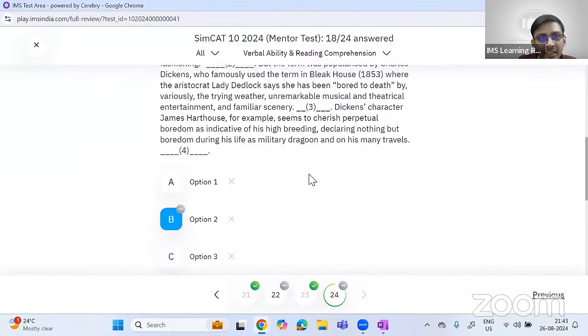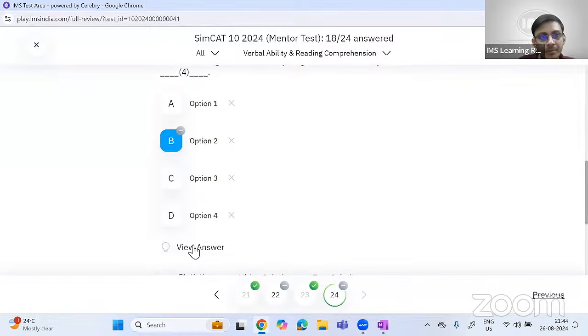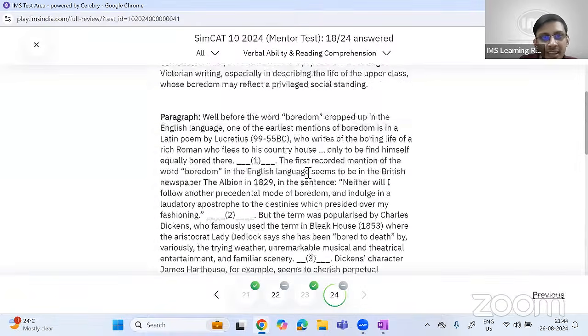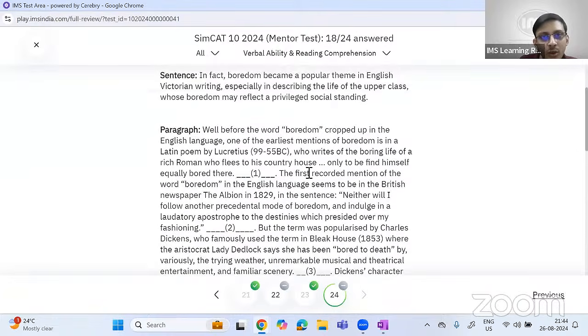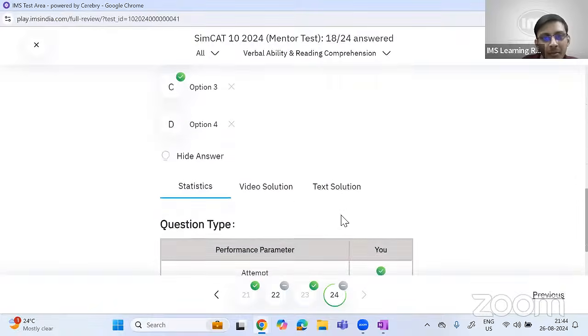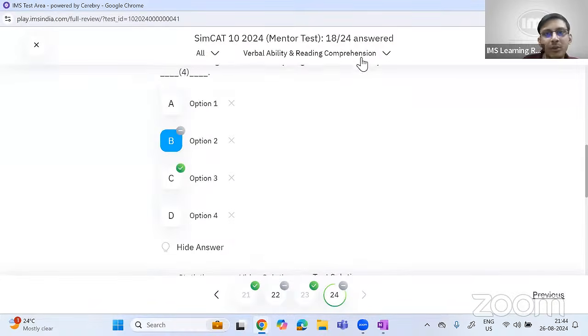This one, let's see. I had marked option 2. Okay, what is the correct one? Option 3. Okay, the sentence was about boredom being a Victorian something. I had decided because of the popular part, but here it is because of the hype reading part. Maybe I'll have to spend some time and understand why exactly option 2 is incorrect. Placing it would break the continuity of the passage. Smooth transition of word. Okay, I have to think about it.